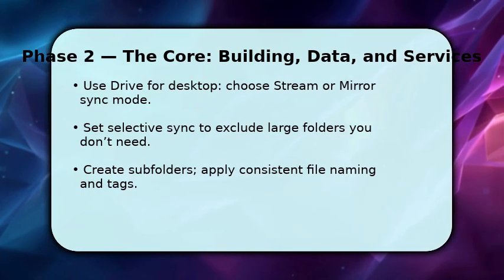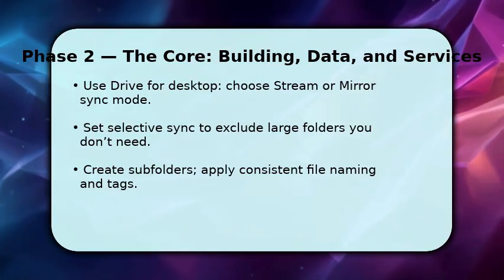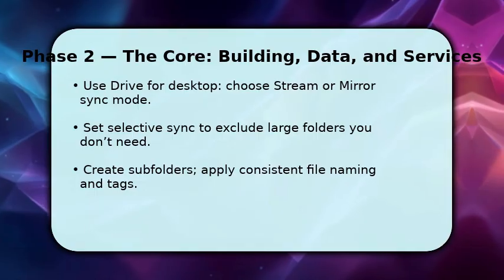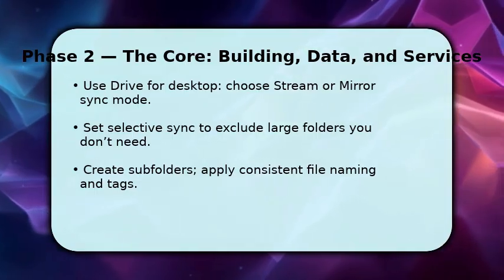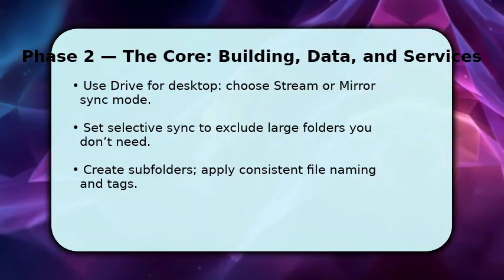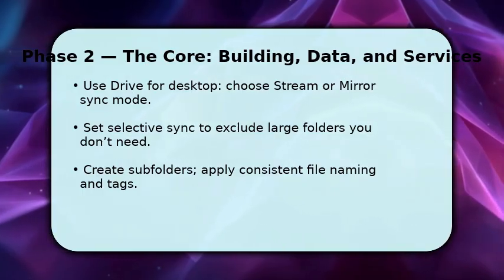Once your folder exists, set up Drive for desktop with Stream or Mirror mode. Stream saves local disk space, while Mirror keeps local copies. Make selective sync choices so you don't transfer unnecessary large folders, which conserves bandwidth. Then organize, create subfolders, and use a consistent naming scheme to find things fast.